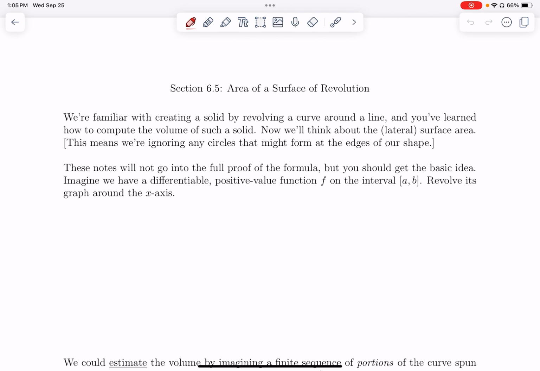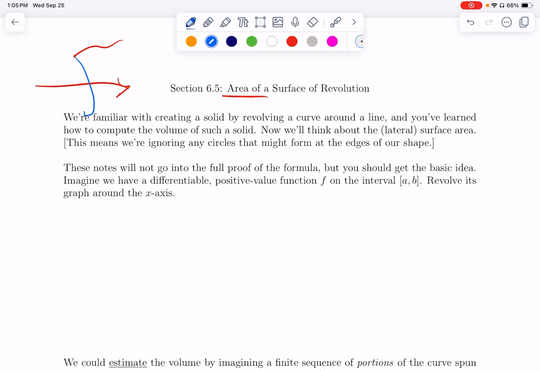Hello. In this video, we're going to talk about surface area. So we're already familiar with this notion that we have some curve and maybe we spin it around the x-axis and it creates some kind of three-dimensional figure. My picture there is very poor. I'm going to draw a better one in just a second.